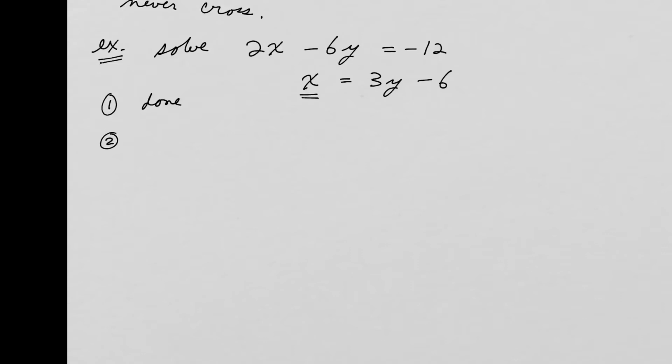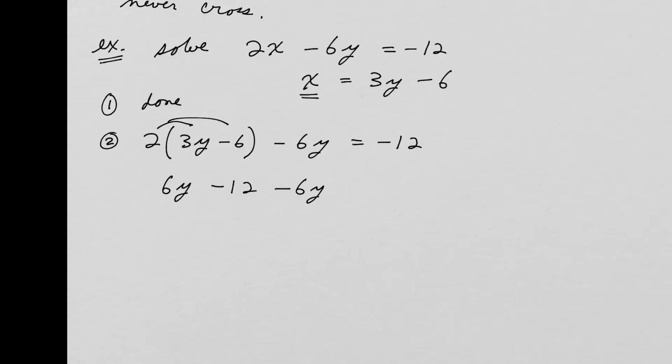Second step, I'm going to plug that expression, 3y minus 6, into the first equation. So where I have an x in the first equation, I'm going to plug in 3y minus 6. Right, so I have 2 times 3y minus 6, minus 6y equals negative 12. And now I'm going to try and solve this for y. So if I distribute the 2 here, I get 6y. 2 times negative 6 is minus 12. Minus 6y equals negative 12.